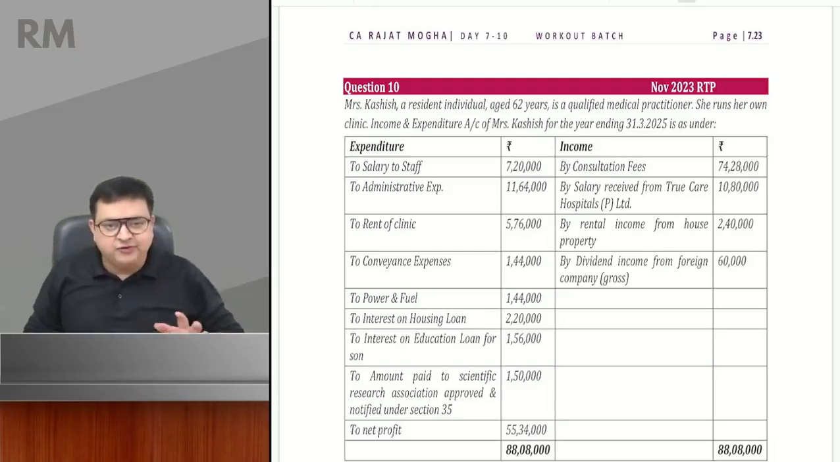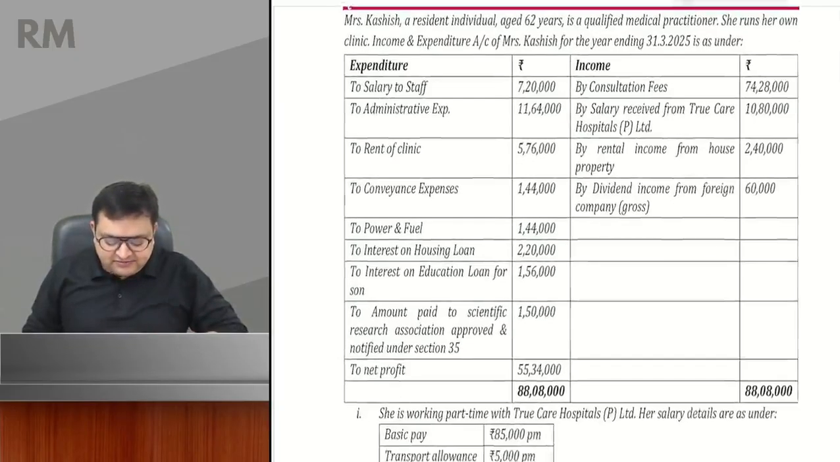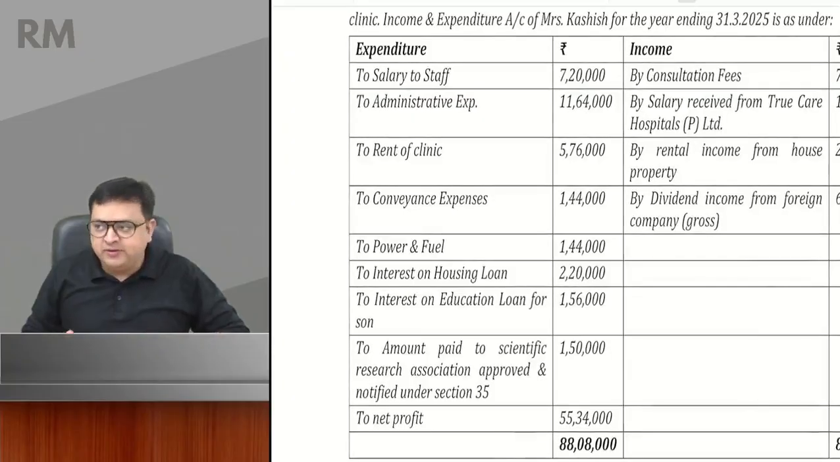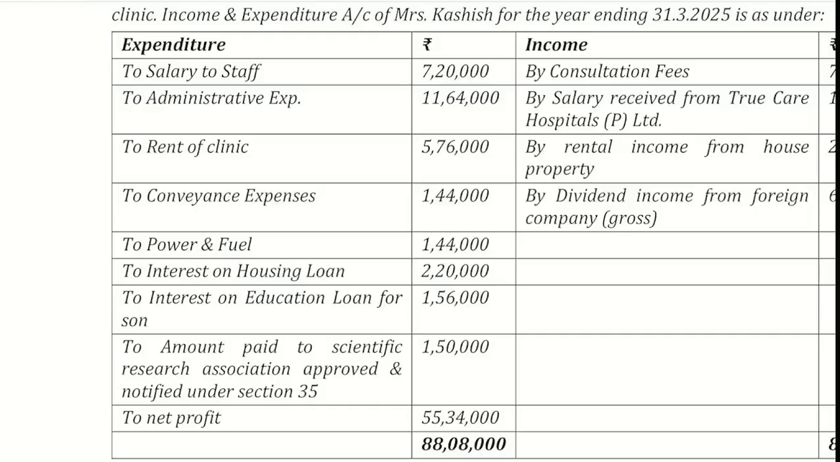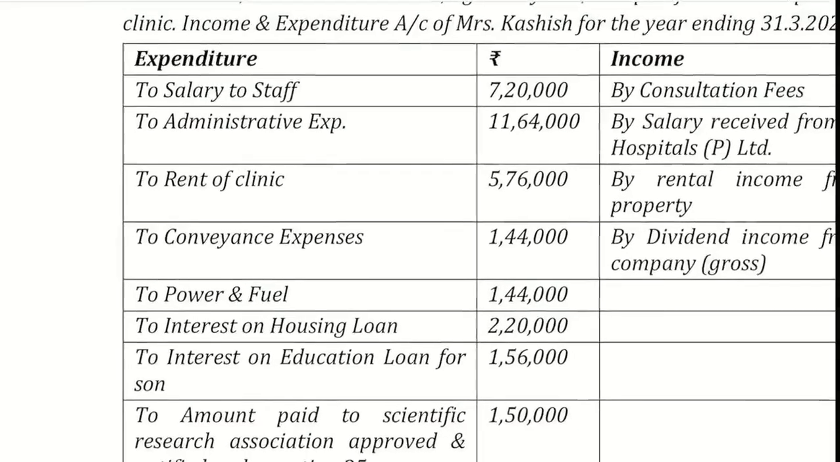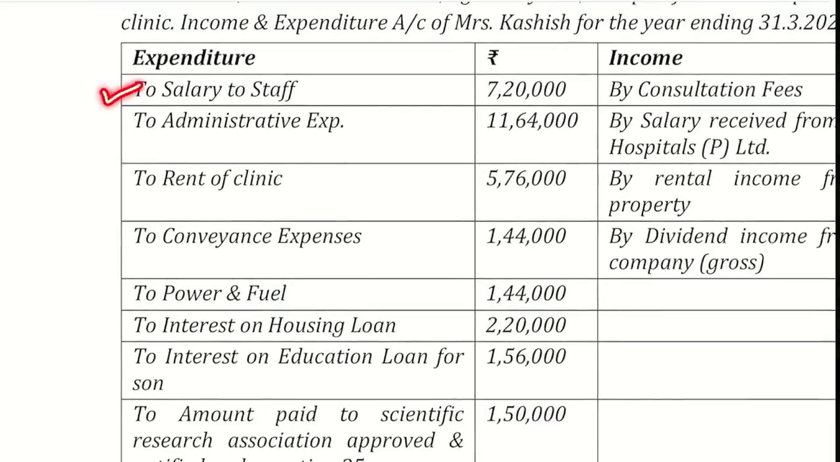Now, first of all, we have to look at our P&L account or income and expenditure account, same thing. So we'll just see if there is any expense which we think should not be allowed directly. So look at your debit side. It says salary to staff. So we are completely okay with this. Administrative expenses, quite okay. Rent of clinic. See, this is not a rent of house, it's a rent of clinic. So professional expense, okay. Conveyance expenses.